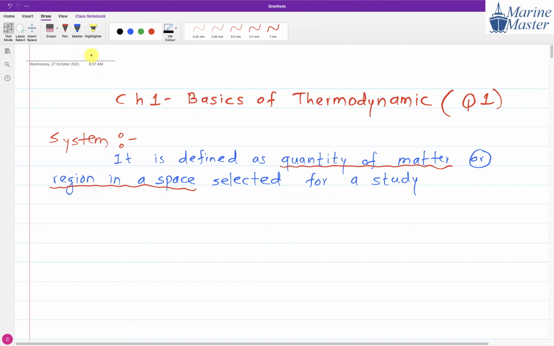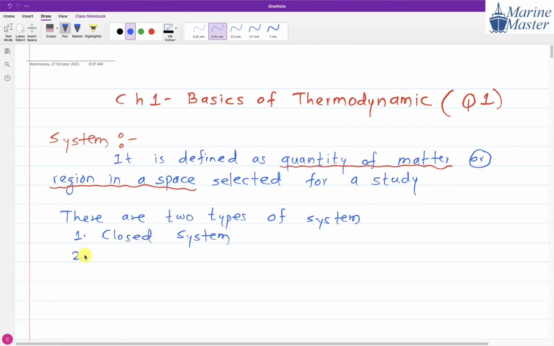Now there are two types of system. First one is a closed system and second one is an open system. Please write down up to this point.